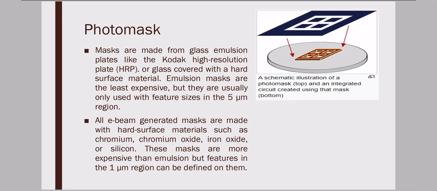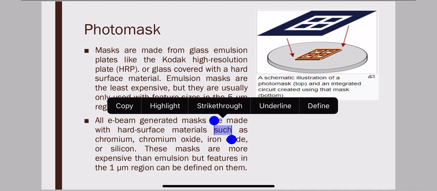So photomasks are made from glass emulsion plates like the Kodak high resolution plate HRP, and glass covered with a hard surface material. Emulsion masks are actually a little expensive, and they can make a feature size in the 5 micrometer region.